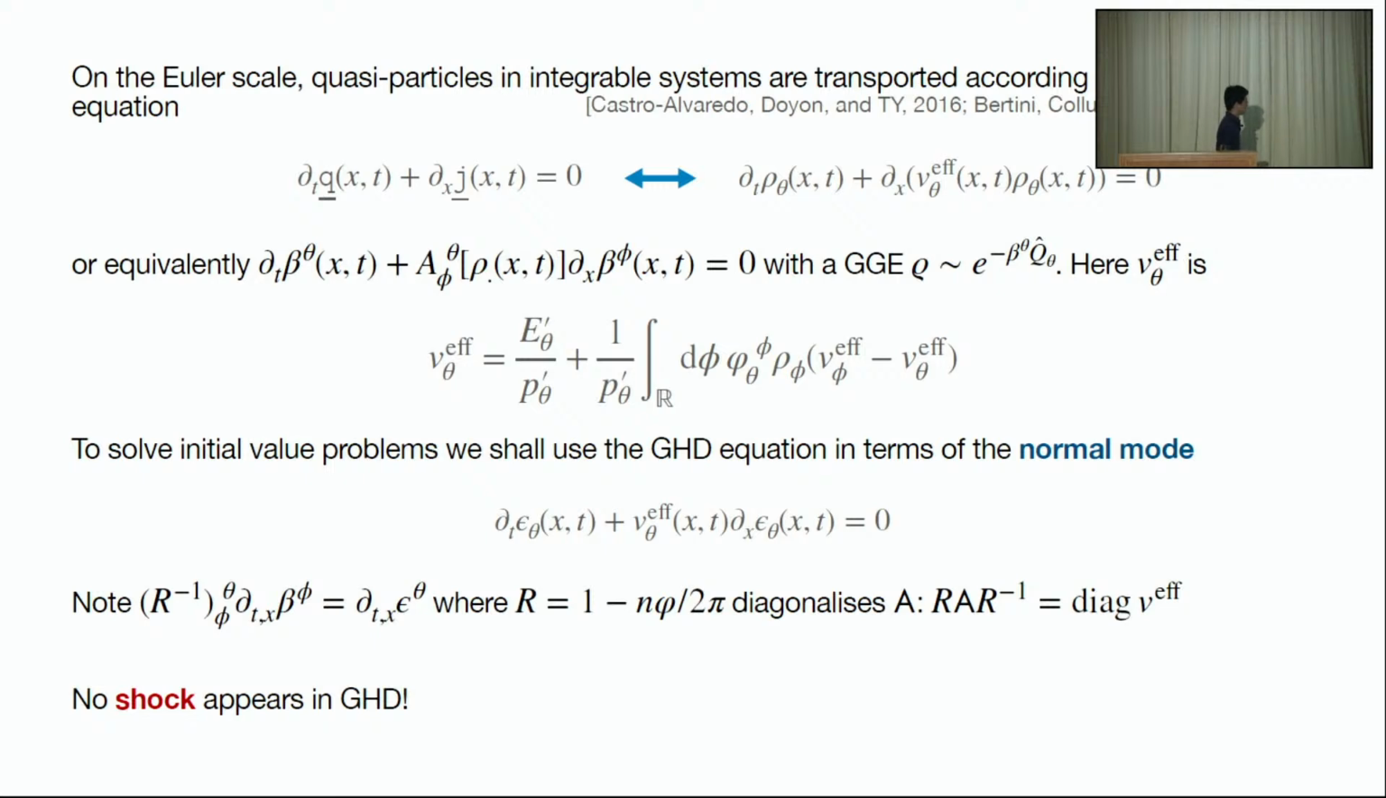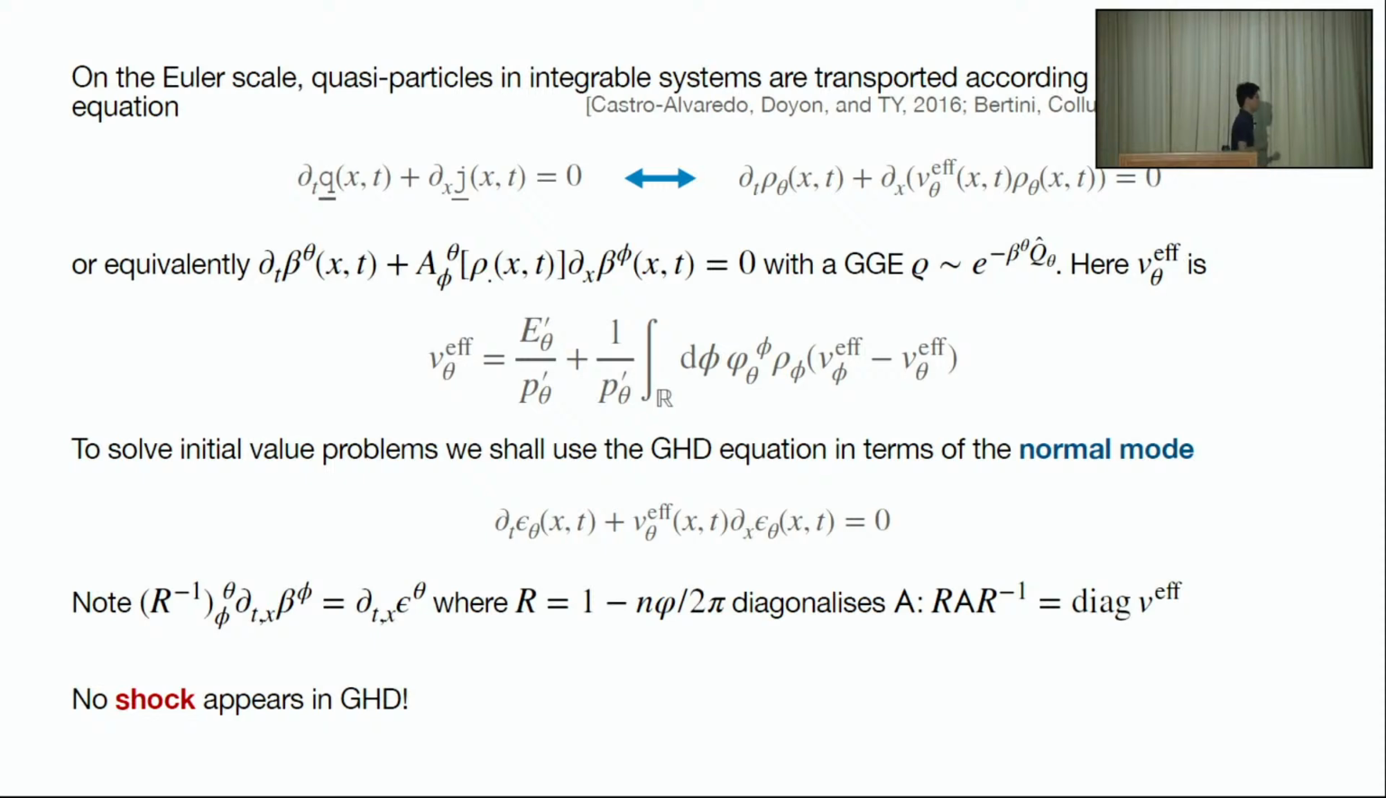For practical purposes, I'm also going to introduce the mode that we call the normal mode, which satisfies this kind of equation, with epsilon defined in this way. Once you know beta, you can get epsilon by this transformation, where the matrix R is given in this way. This is a matrix labeled by the quasi-momentum, and as it turns out, it also diagonalizes the Jacobian matrix A, and its eigenvalues are the effective velocities. We call this the normal mode because now the velocity is in front of the x derivative, and this is going to be important.